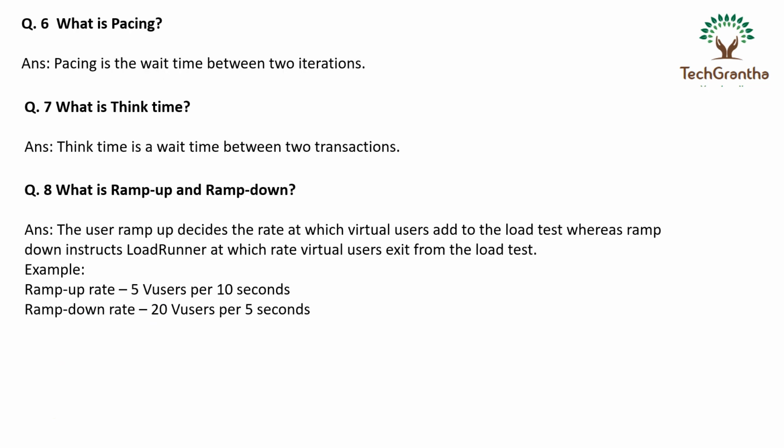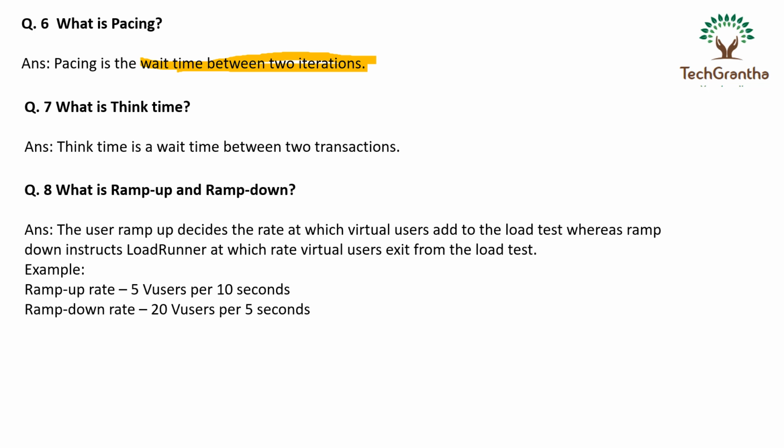Next, question number 6 is pacing. What is pacing? This is the most important question; every interview will definitely ask you. Pacing is the wait time between two iterations. What does that mean? Suppose you are going to execute your script 2 times. One iteration is completed, then the second time it starts from the beginning. The time taken between both iterations is known as pacing.